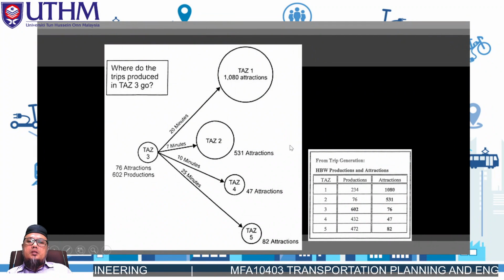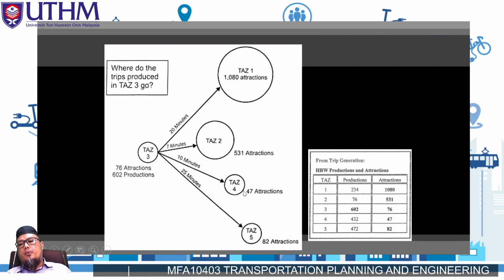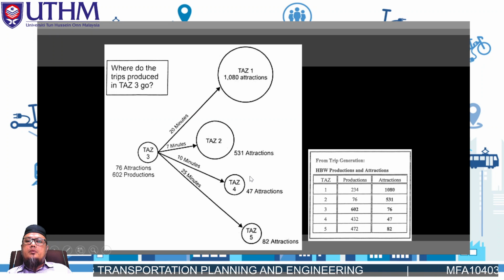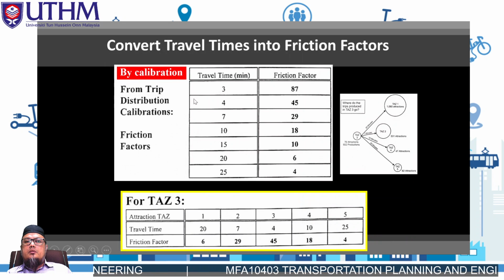So we move to this example again. Now we look at how to apply these friction factor values to calculate the trip distribution. If we look at this T as T Z, which are the trips produced in the zone, we have a distribution here. So now convert travel time into friction factors.